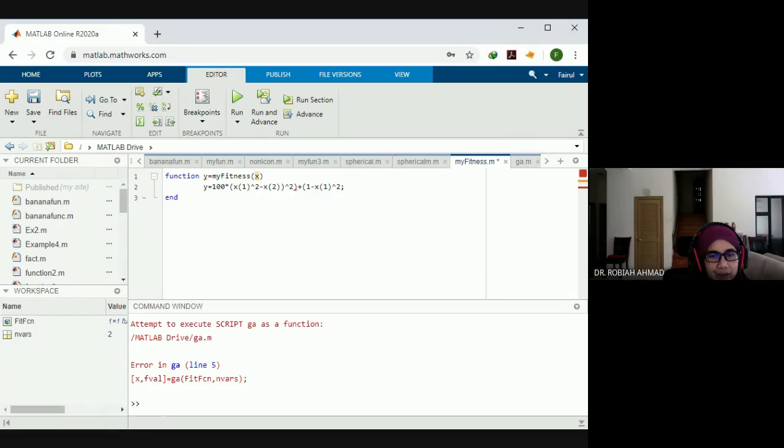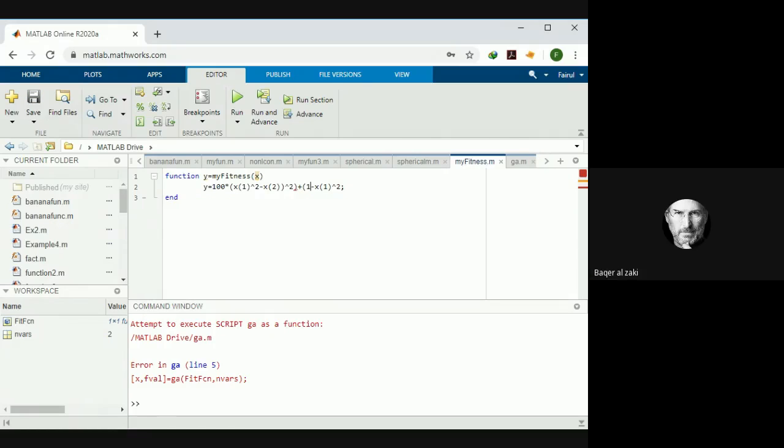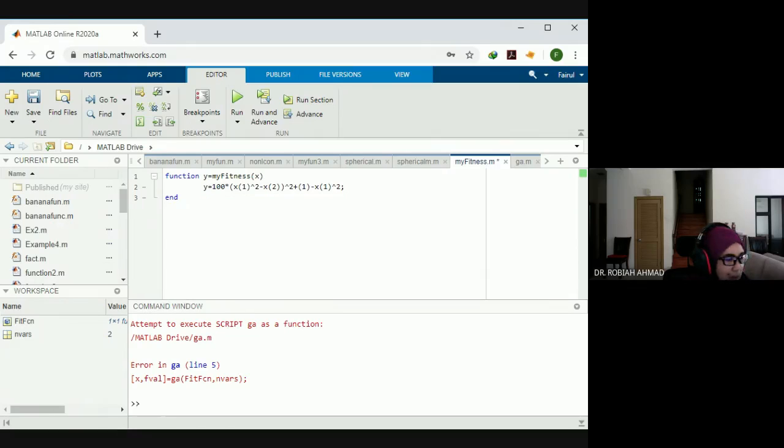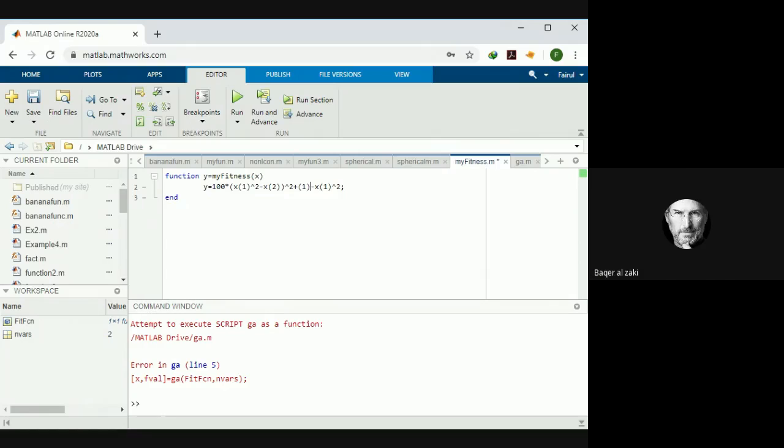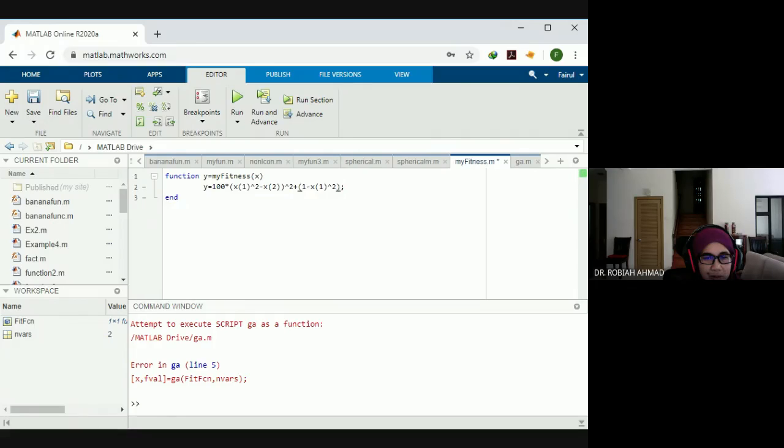This one is already okay, the first side is okay. Get rid of this one first. His equation just now was 1 minus x1, the whole thing square. Okay, remove this 1 minus x1. Oh no, this one. After this one, yeah, yes. Okay, try.